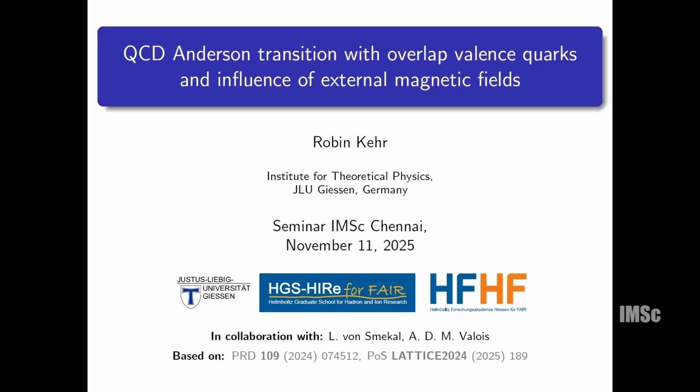First, the setup with overlap valence quarks on a twisted mass. And afterwards, I studied the influence of external magnetic fields on the QCD Anderson transition. This work is in collaboration with Lorenz von Smekal, and the second part about the magnetic fields is also together with Dean Valois. It's based on these publications here.